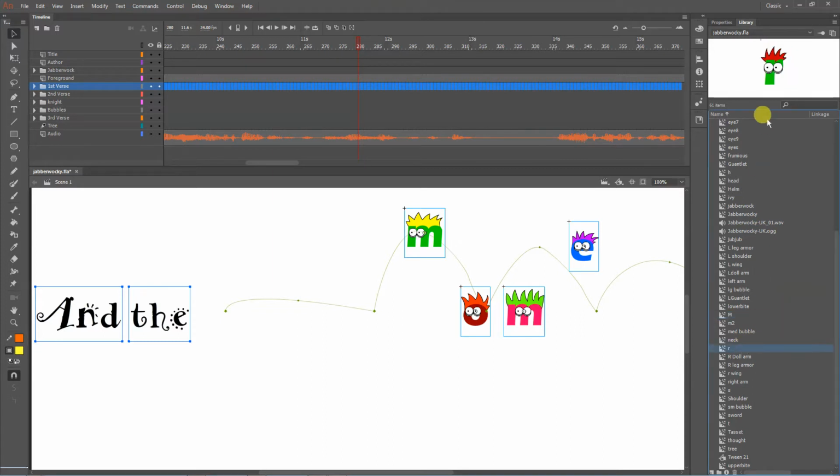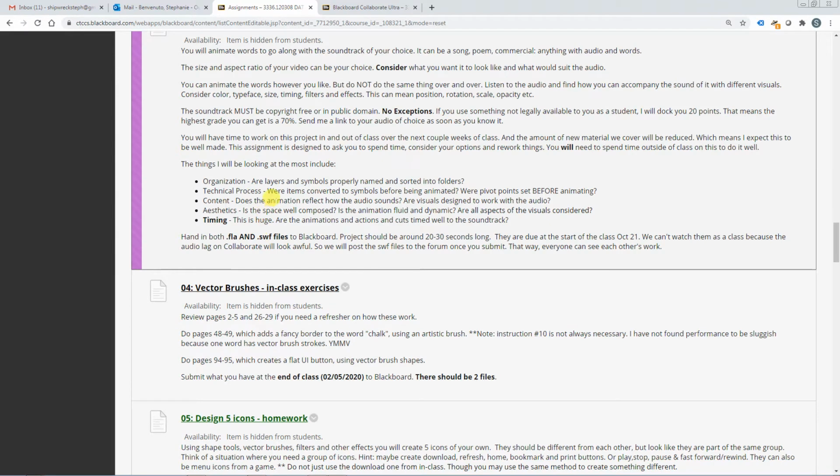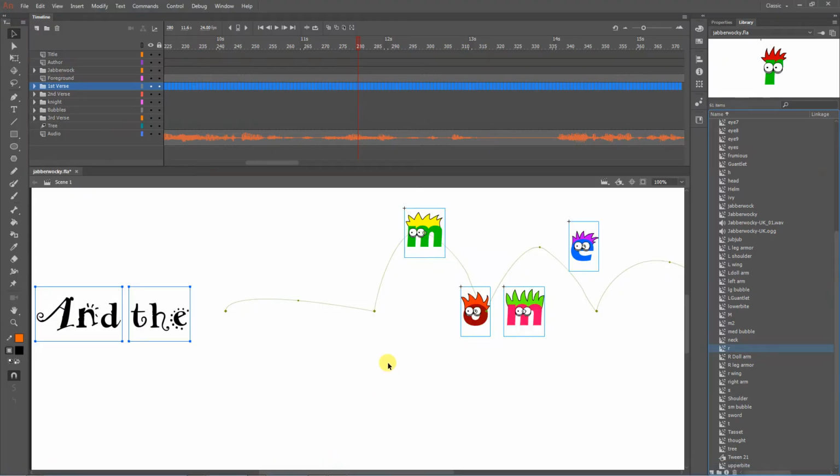Even if it's just the letter, because that's what that is. So that's what we name it. But yes, everything labeled. Next step is technical process. Were things being converted properly? Were pivot points being set for animation? So some of these things I can tell just by looking at it. I can tell if the pivot point's being mucked around with. I can tell when there's something wrong with the animation.